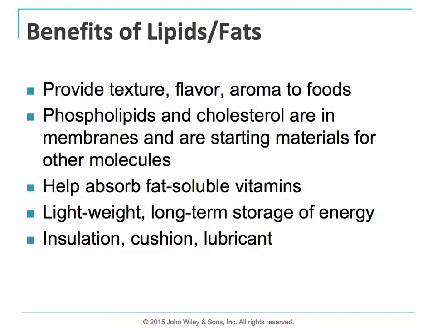We'll talk about vitamins in a later chapter, but there are 4 fat-soluble vitamins: vitamin A, D, E, and K. And without fat in your body, you wouldn't be able to absorb those 4 vitamins. So fats are helpful for the absorption of fat-soluble vitamins. In terms of energy storage, fat is lightweight and a good long-term storage of energy. It also provides our bodies with insulation, cushions for our joints, and lubricants for our joints.